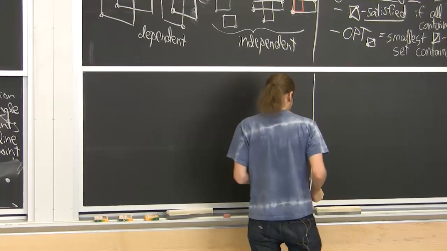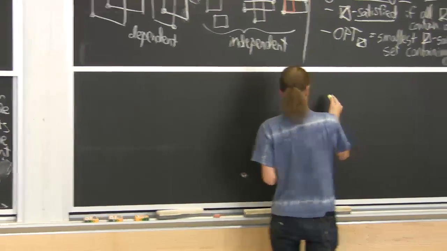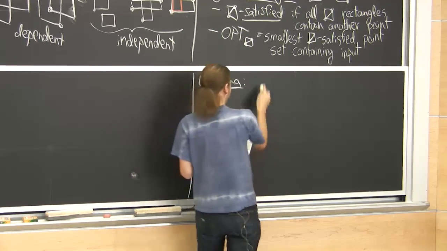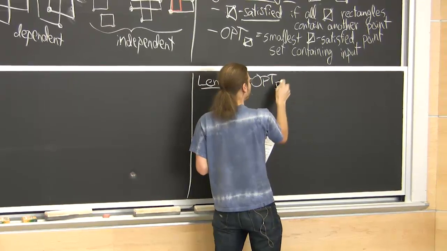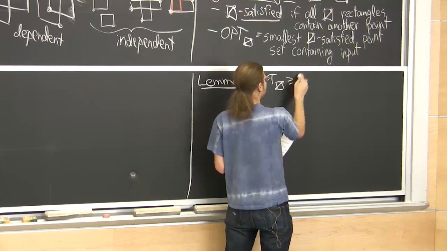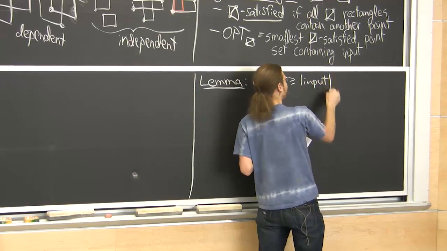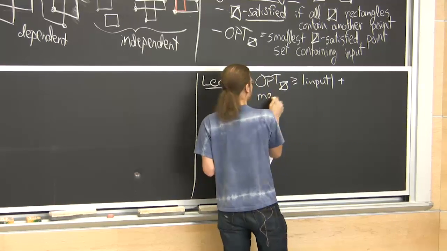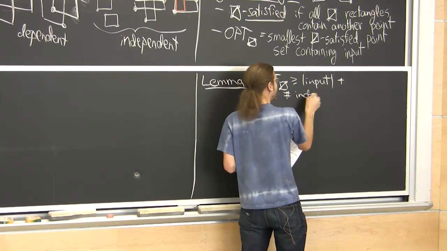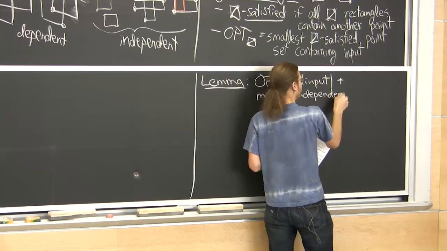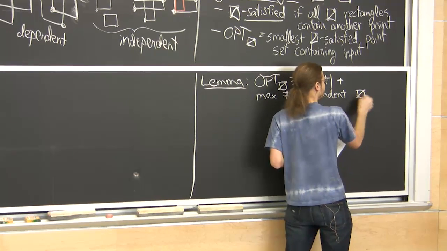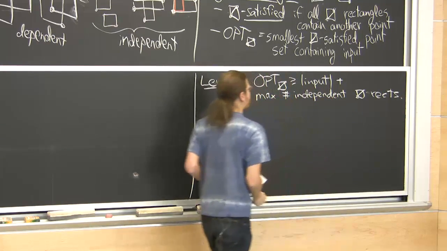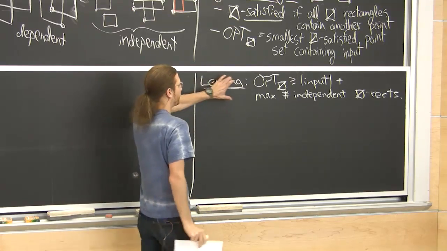Okay, why are we doing this? Well, for now, we're going to do it to prove this theorem. So the lemma, which is what we're actually going to prove, is that this OPT plus thing has to be at least the size of the input, plus the maximum number of independent plus rectangles. Okay, so this is what we're actually going to prove.